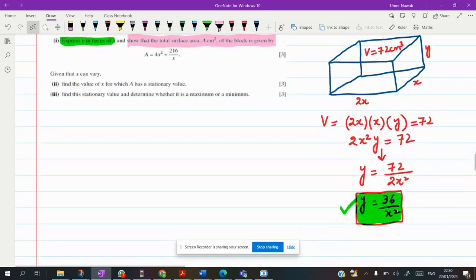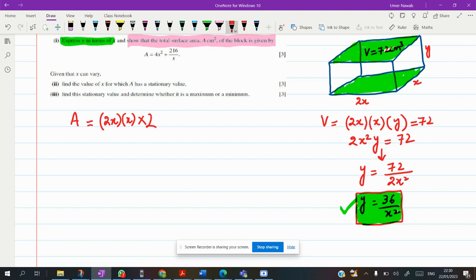surface area. How to find the surface area? Surface area, he is representing it by A. Look at your bottom. The bottom is a rectangle, 2x times x, which is, what is the area? 2x times x. Now I need to times with 2. Why? Because the top also has the same area, right? So times 2.